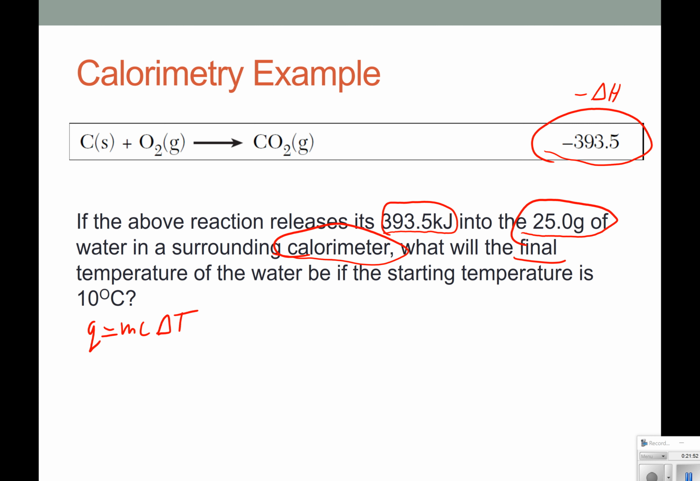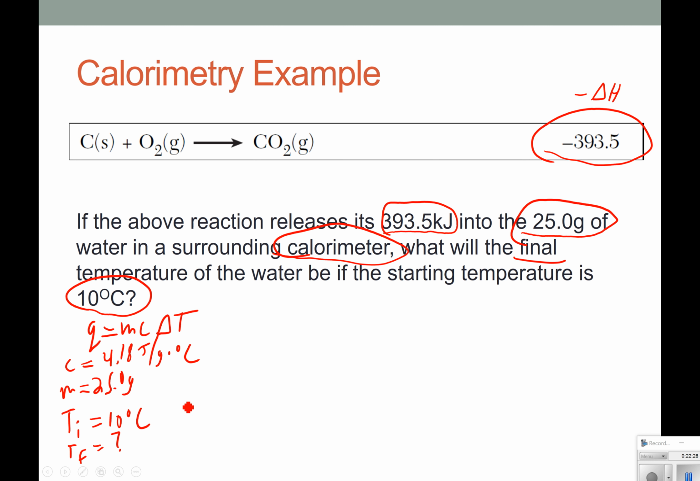So since we're looking for the final temperature, and we know that the starting temperature, Ti, is 10 degrees Celsius and Tf is unknown, we know that since this reaction will release heat, that temperature of 10 degrees Celsius should increase. We know that the mass of water is 25.0 grams, and the specific heat capacity, since we're dealing with water, is 4.18 joules per gram degrees Celsius because we're using degrees Celsius. Now the next thing we're missing is the Q value, which is given to us.